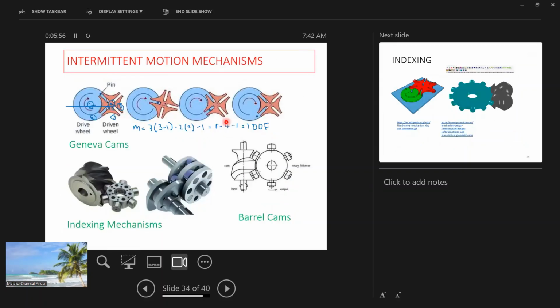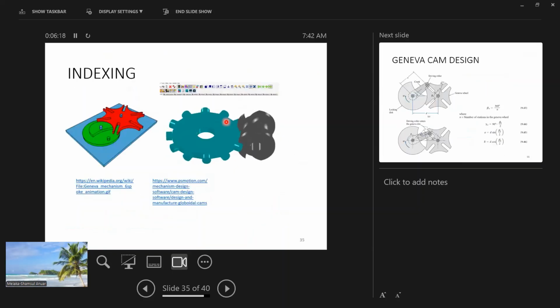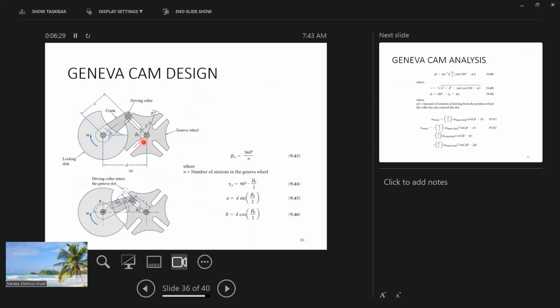And then you have intermittent motion mechanisms such as the Geneva cams, indexing mechanisms, and barrel cams. So these are also very common in a lot of machineries. Okay, so this is how they work. And in this case, they are 1 degree of freedom systems. Okay, this is how a Geneva cam can be designed or analyzed.